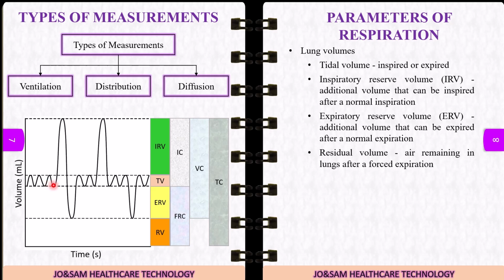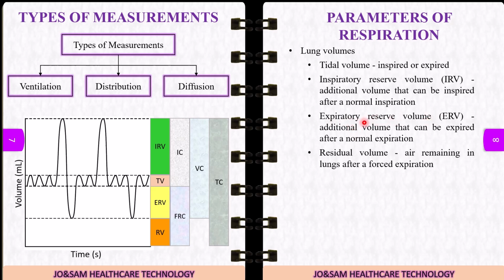Next is the inspiratory reserve volume. The inspiratory reserve volume is the additional amount of air that can be inspired after normal inspiration, right? As you can see, this is the normal inspiratory end here, and after that, how much you inspire forcefully is your inspiratory reserve volume. And next is the expiratory reserve volume.